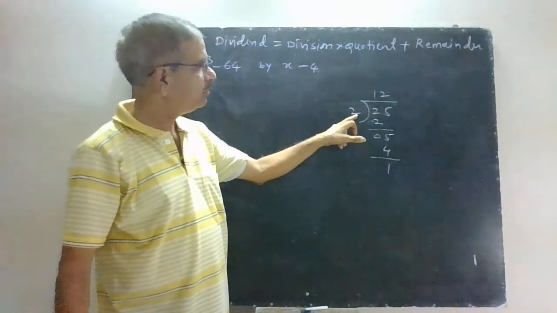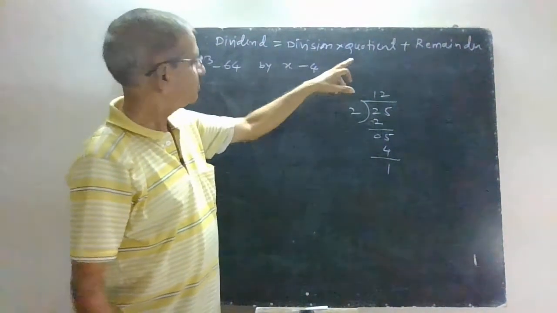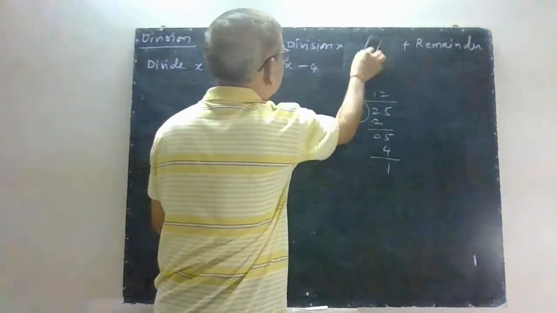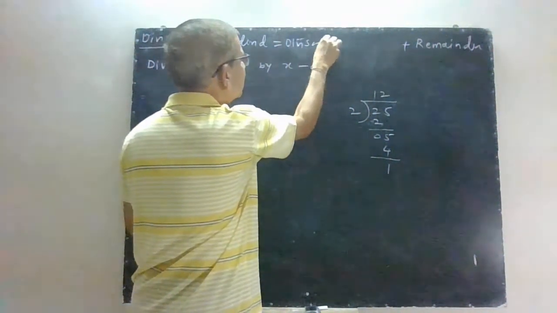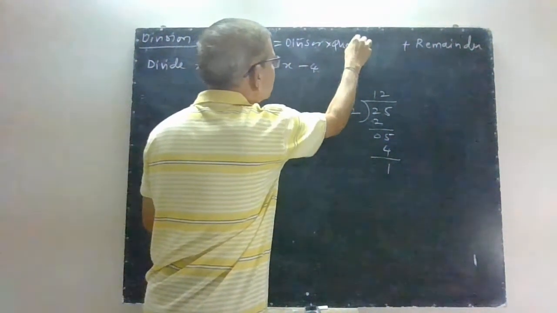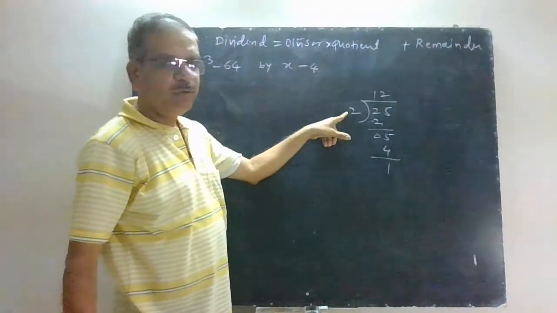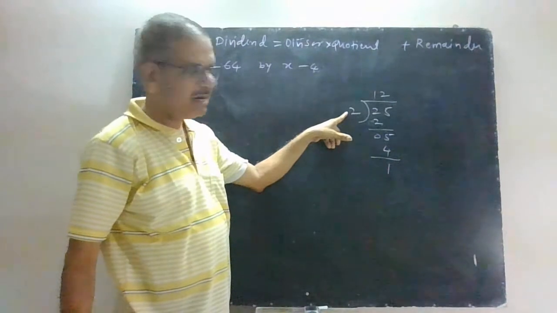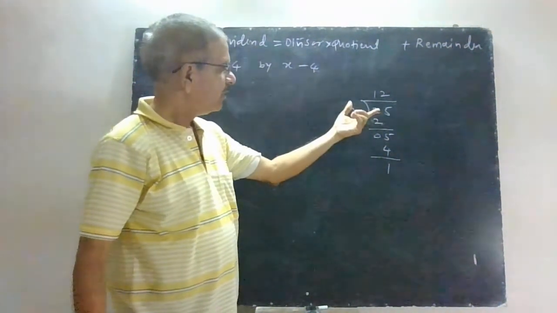You are dividing by 2, that's why this 2 is called the divisor. So this 12 is called the quotient, this 2 is called the divisor, the number by which you are dividing, and this 1 is called the remainder.